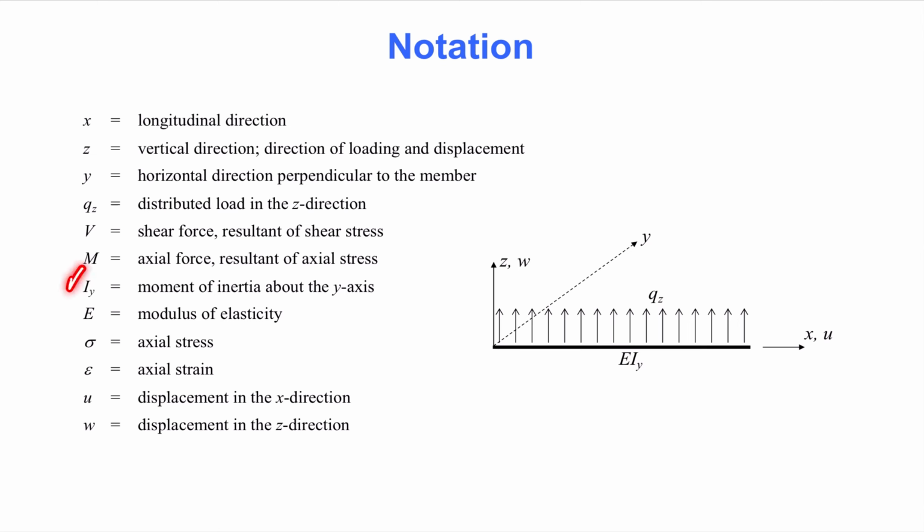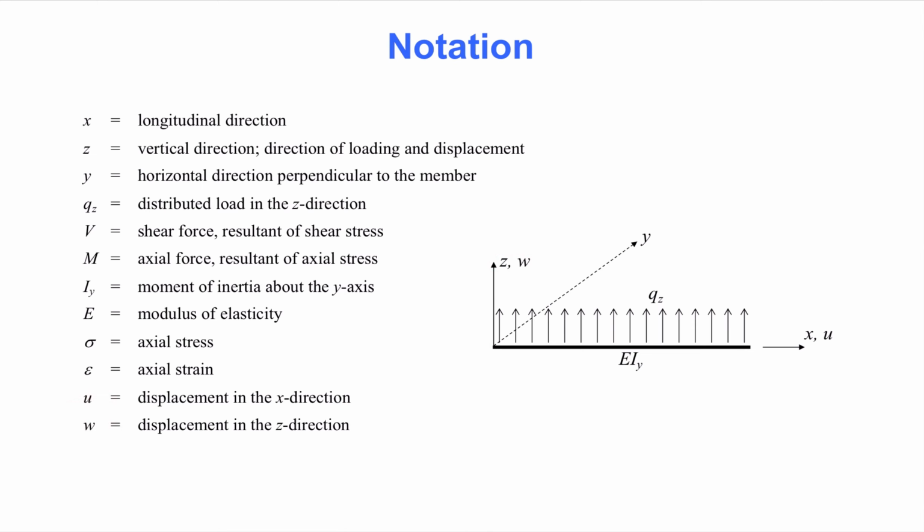Iy is the moment of inertia about the y-axis. E is the modulus of elasticity, which we often call Young's modulus. Sigma is the axial stress. Epsilon is the axial strain. U is the displacement in the x direction, and W is the displacement in the z direction.